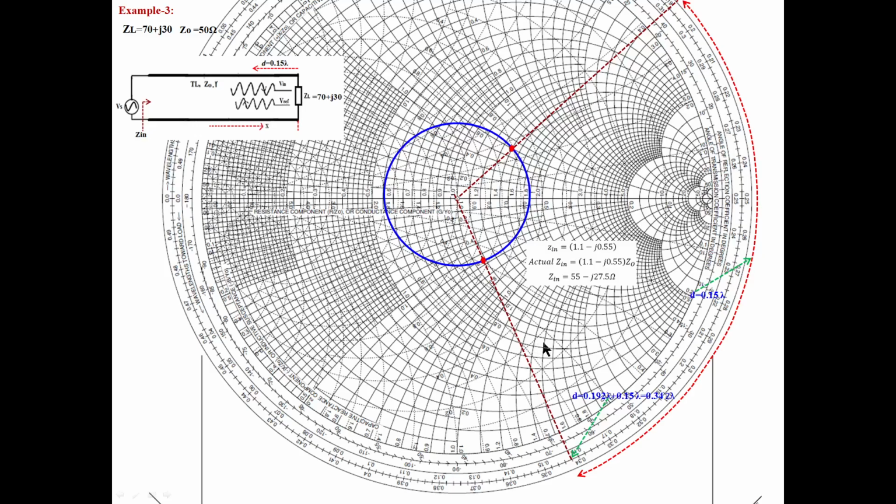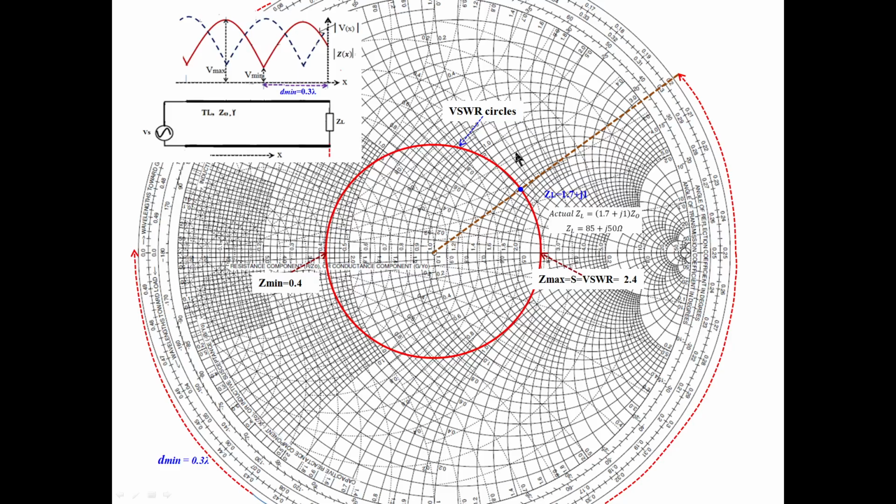Yes, ma'am. So the question is to find the input impedance here, from the load point. Using equations is difficult, and the impedance changes over the transmission line, it doesn't remain the same, it varies. So we mark the load impedance on the Smith chart. Take 70 plus j30 and normalize it.